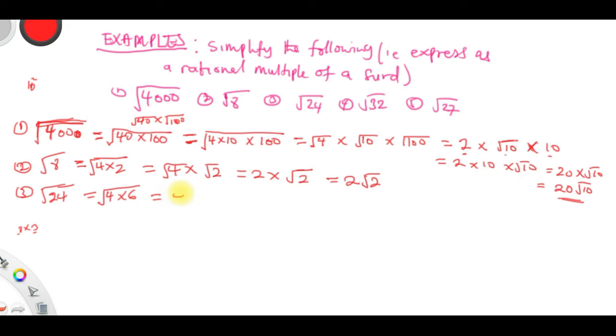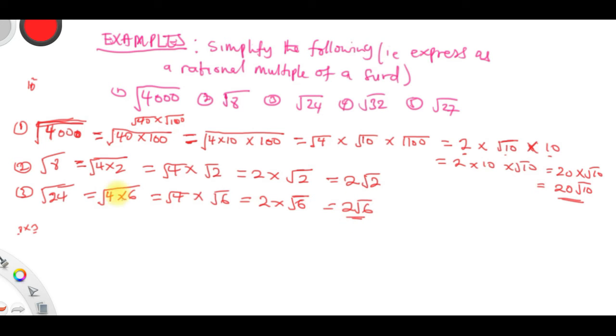So this is equal to, we separate, the square root of 4 times the square root of 6. The square root of 4 is 2, then times the square root of 6, which is simplified and cannot be simplified further. So what do we get? We get 2 root 6 as the final answer.